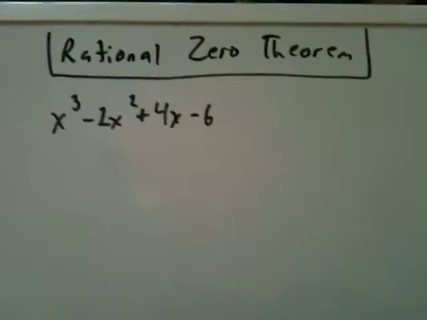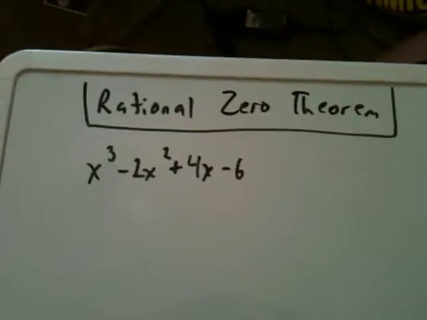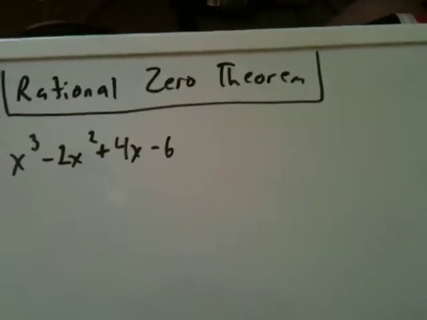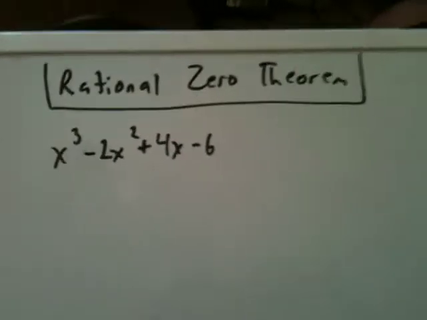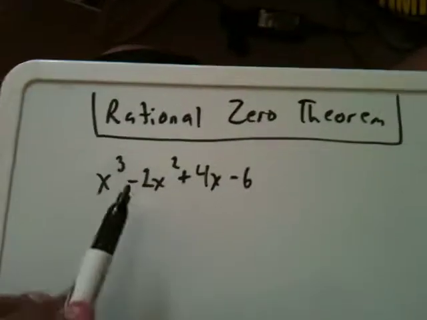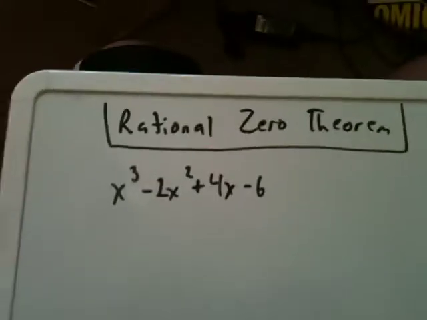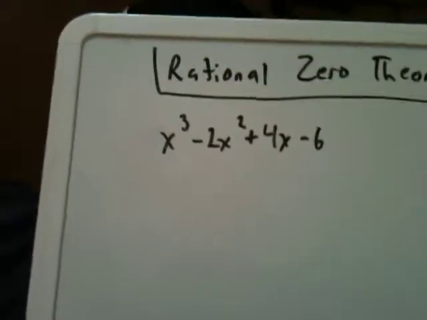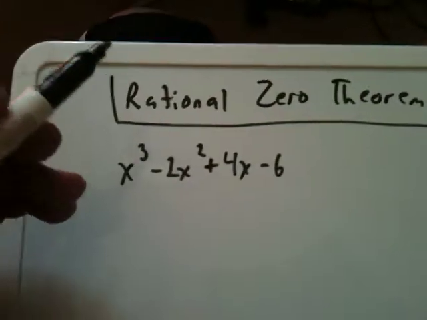Okay, now I'm going to talk about the rational zero theorem. It's a way to list out possible candidate zeros that you can use to find the zeros of a polynomial function. So here's what the rational zero theorem says.